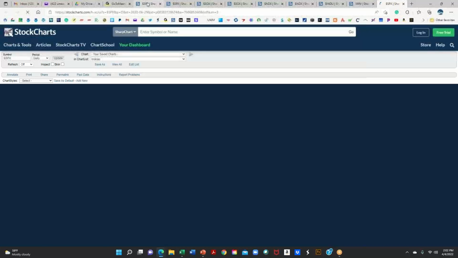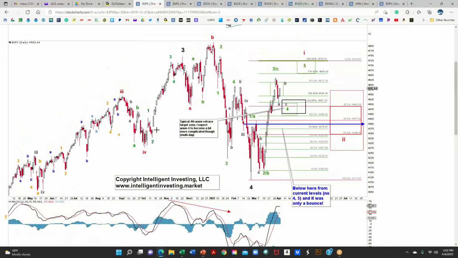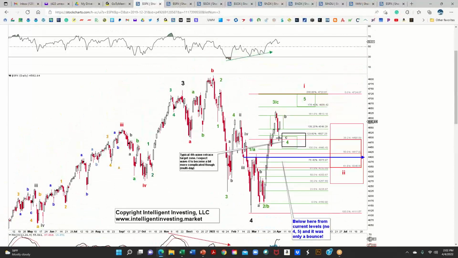Let's have a look at the charts. I'm going to start here with the S&P 500, and this is the chart from Friday, not changed whatsoever, where we see how last week the index bottomed right here in the typical wave 4 target zone. In the gray one and in the green one, nothing out of the ordinary.